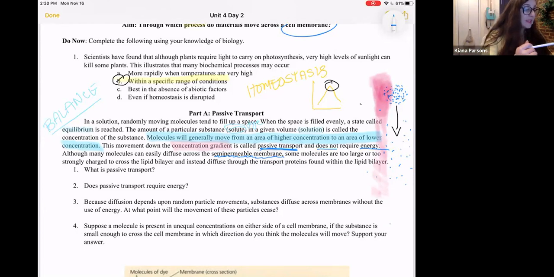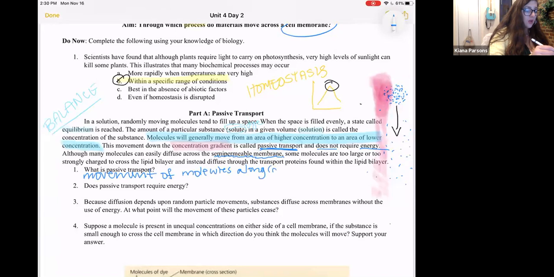Okay, so what is passive transport? Passive transport is movement of molecules along, down the concentration gradient. So from high to low.